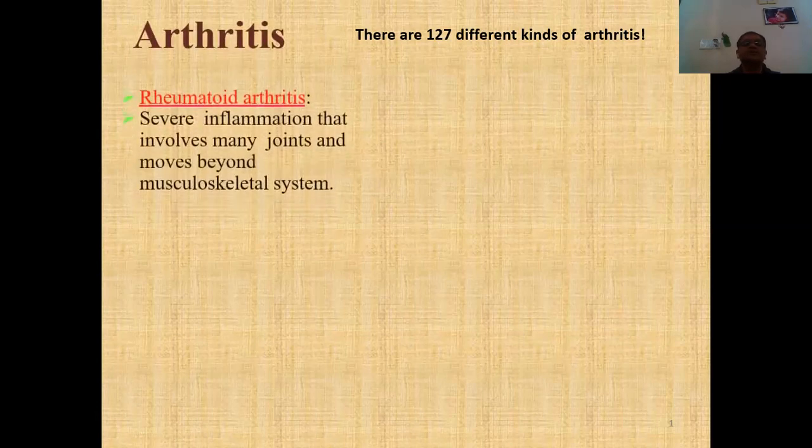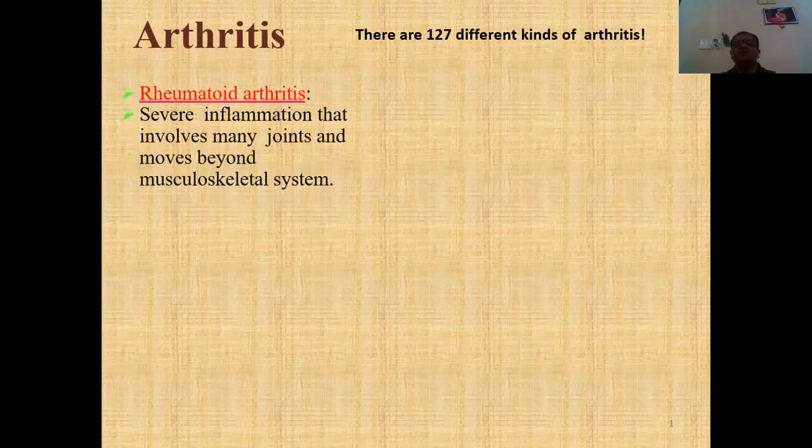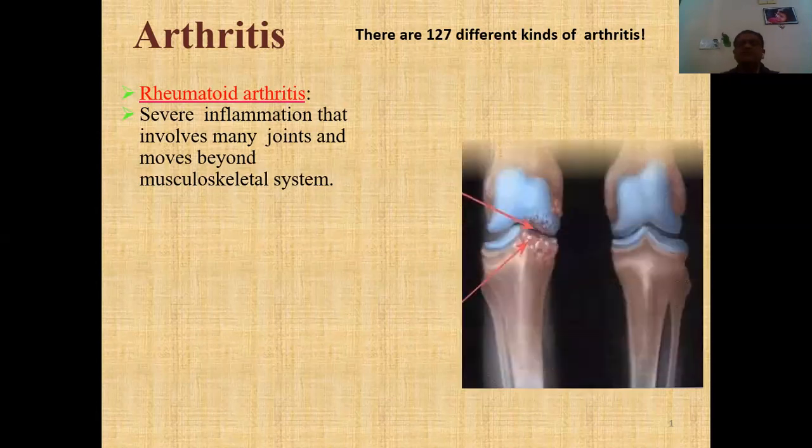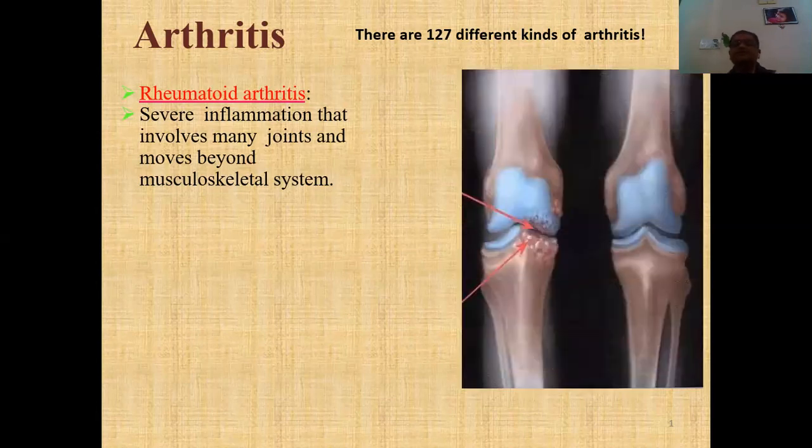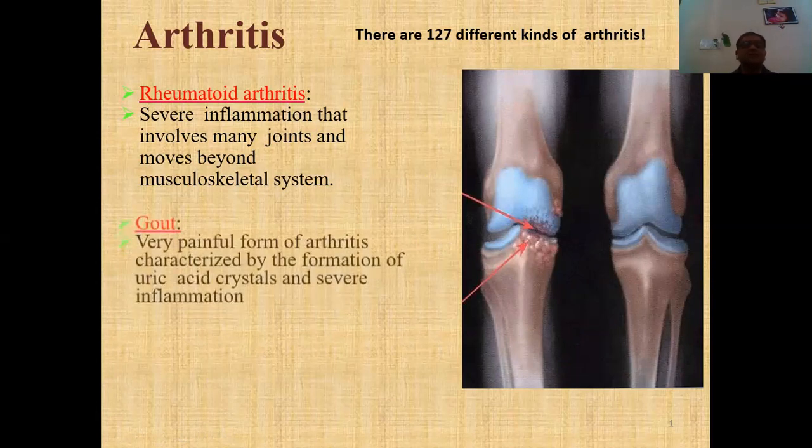Rheumatoid arthritis is a severe inflammation involving the joints, because of which the joints move beyond the musculoskeletal system. In this condition, which is observed in the bones, a gap is seen, and because of it the movement of the bones goes beyond the musculoskeletal system. The second condition is gout.